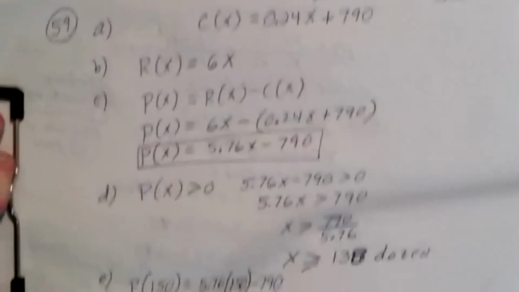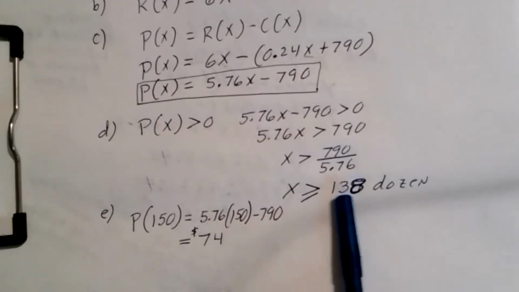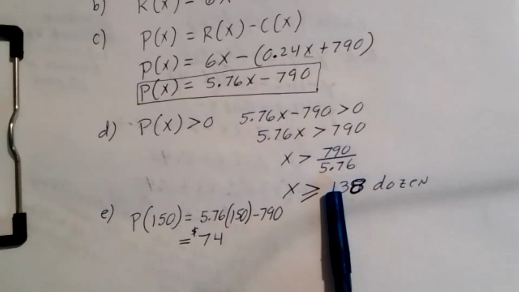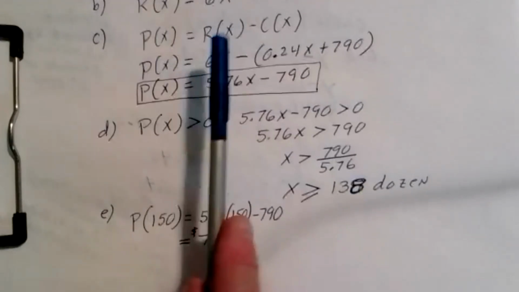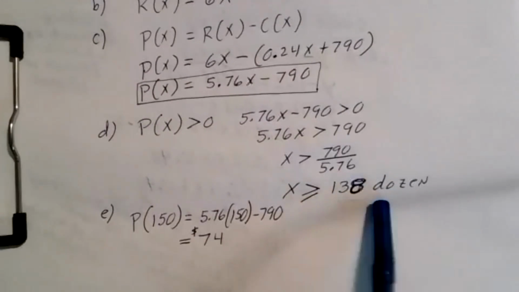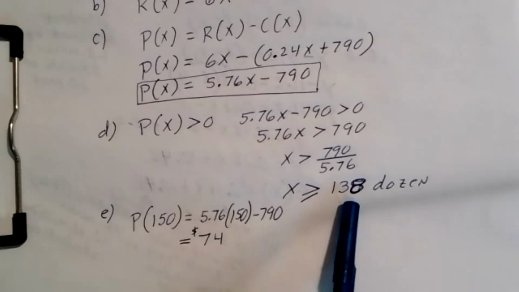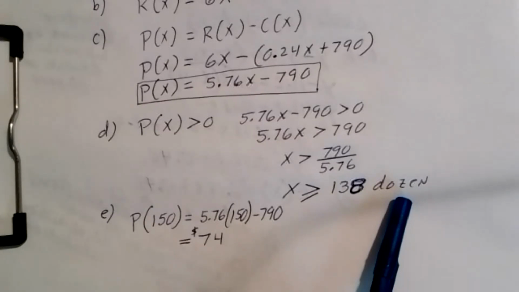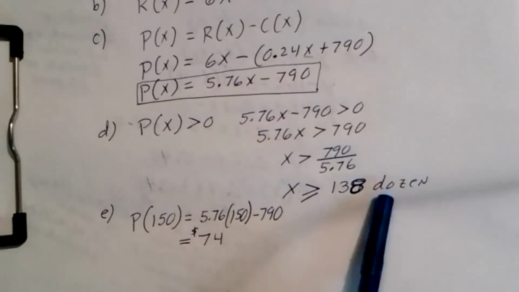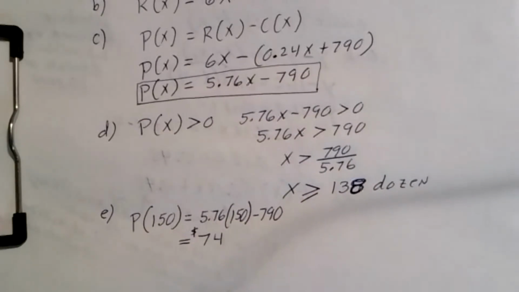Now, another way of determining you have to sell at least 138 dozen is to use your break even. You could use your graphing calculator. The left side could be the graph of the revenue function, the right side the graph of the cost function. Look for the break even point, and you'll see that you're going to have to sell at least 138 dozen cookies, ladies and gentlemen, to break even, to be above the break even point, if you will, where your revenue starts to exceed your cost. Okay. All righty.